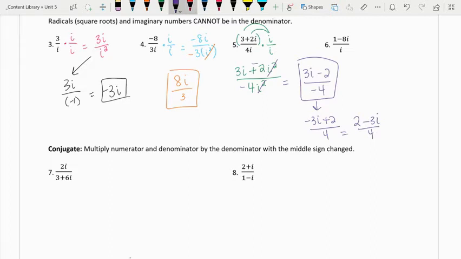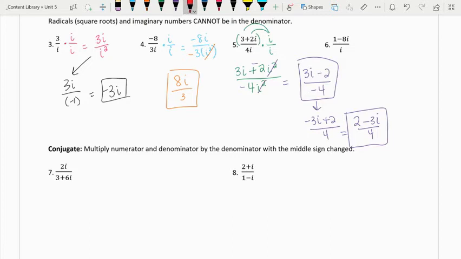Now, some of you might be thinking, wait a second, 2 over 4, I can reduce that. So can't I just have the answer of negative 3i over 2, right? No. Okay. Big thing with reducing these fractions. In order to reduce them, all 3 numbers have to be divisible by something. So because that 3 is there, I can't simplify the 2 and 4 because the 3 is not able to reduce by 2 as well.